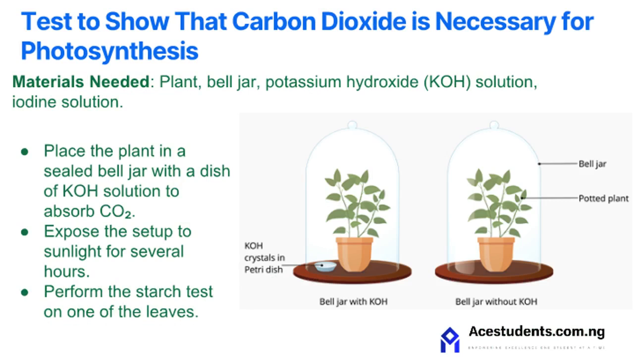Using a bell jar and potassium hydroxide, we can show that carbon dioxide is necessary for photosynthesis. The steps for the test are as follows. Place the plant in a sealed bell jar with a dish of KOH solution to absorb CO2. Expose the setup to sunlight for several hours. Perform the starch test on one of the leaves. The leaf will not turn blue-black, indicating no starch formation, as the absence of CO2 results in no starch formation in the leaf.